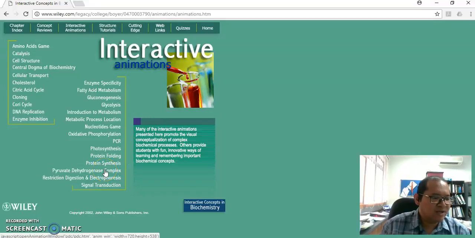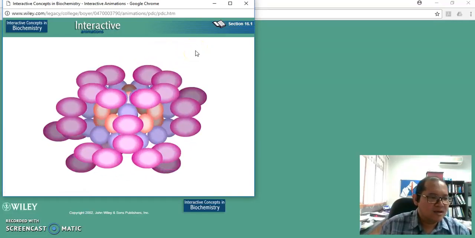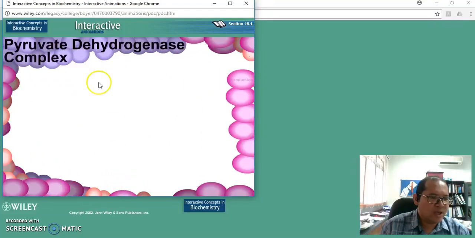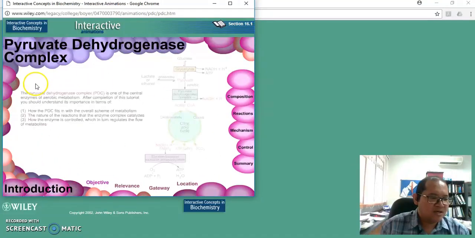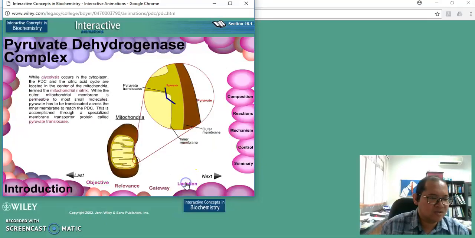The other day we spoke about pyruvate dehydrogenase complex. Let's have a look at what they have over here. So this is the PDC. This is where your pyruvate is going to be converted into acetyl-CoA before it is being used by the Krebs cycle or citric acid cycle. So where does it localize? Location. So you can see here its activity is localized in the inner mitochondrial membrane. Right? So this is where all the activities takes place. So you have the pyruvate translocase.